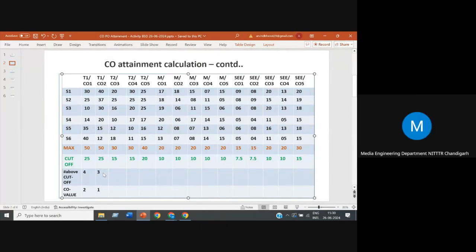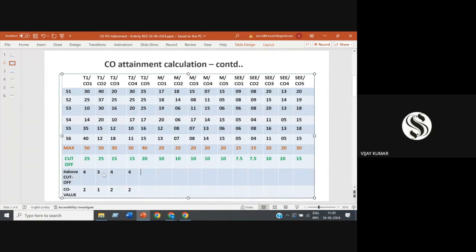Okay. What will be the value here? 4. So it will be 4, right? Attainment 4 will be 2. Attainment 2. Yeah. Okay. For the next column, 4. Again 4. It is 4. Okay. For the 4, 2. Level 2. Okay.